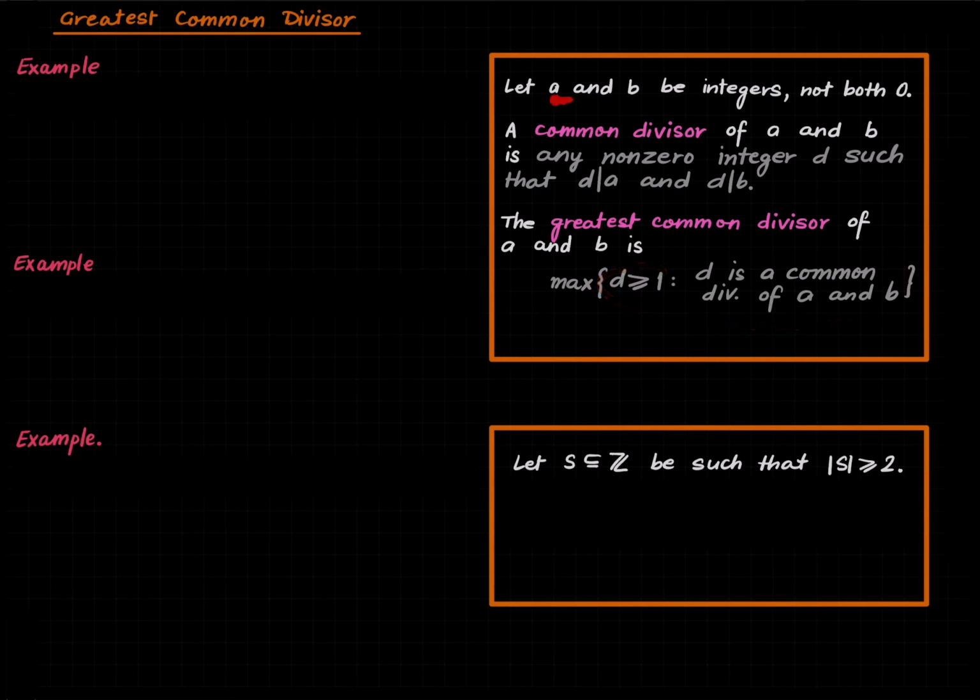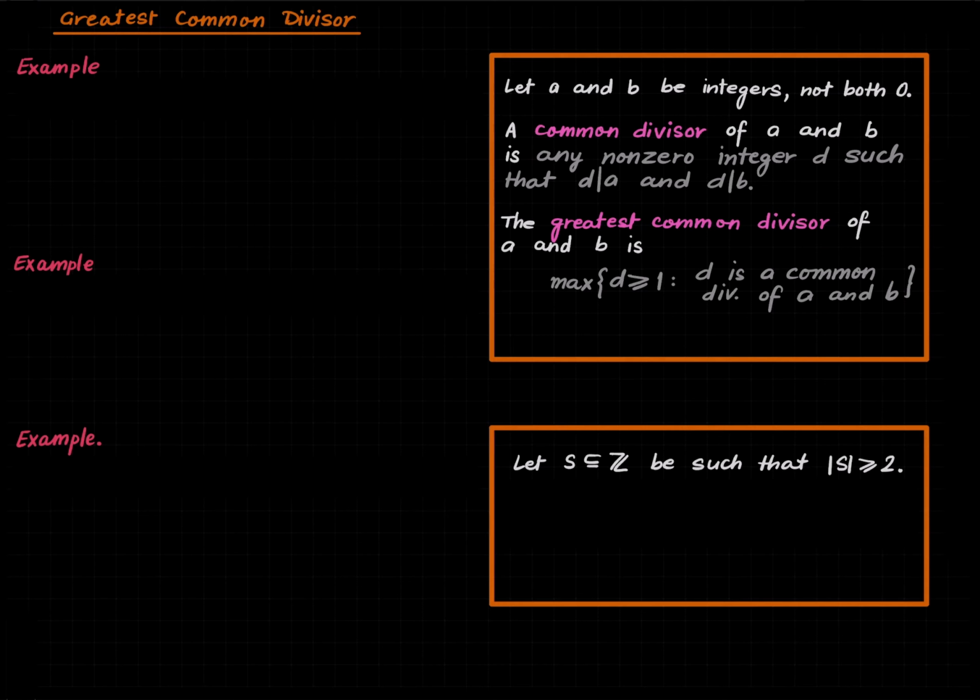If a and b were both 0, then every positive integer would be a common divisor, and this would not be a finite set, and hence we wouldn't be able to take the maximum of it. Or the maximum of it would be infinity, which is not meaningful in this context. So this is a finite set, and we just take its maximum and call that the greatest common divisor, and it's clear why the name has been chosen. Amongst all the common divisors, we are just taking the one which is greatest, the maximum.